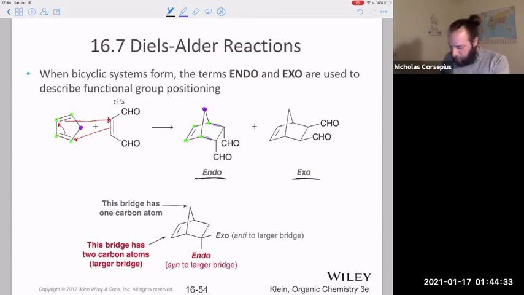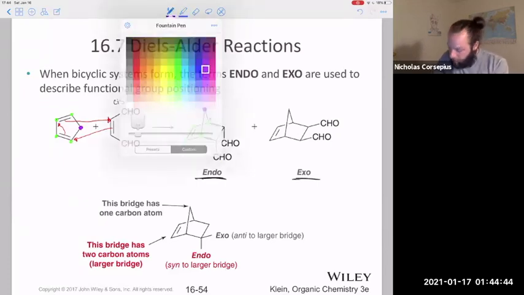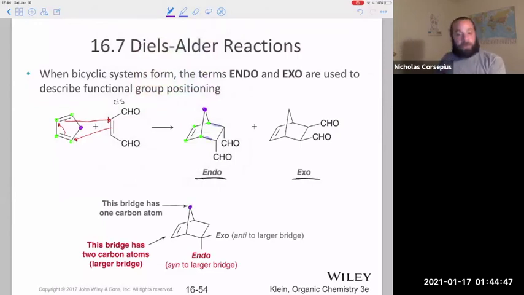How do you decide what's endo and exo? We are going to look at this bicyclic compound and look at these two bridges. The one is composed of that single carbon that was at the tip of that pentadiene, and the other one are these two carbons down here. The bigger bridge, which is the one with two carbons, is what we're going to name things relative to. If it's syn or on the same side as the big bridge, it's endo. And if it's on the opposite side of the big bridge, it's exo. Okay.